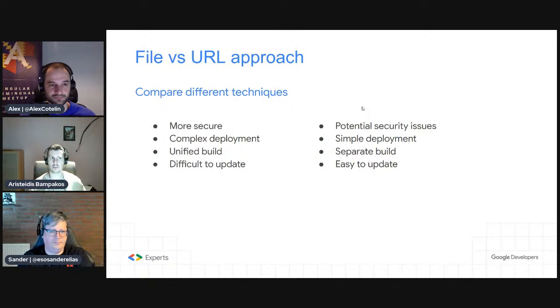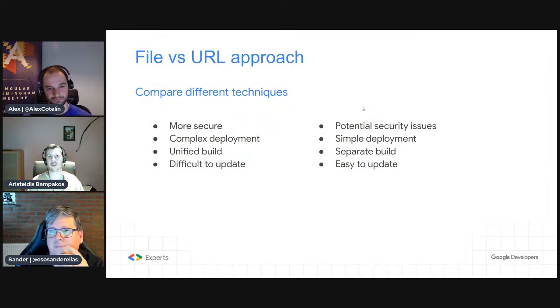Of course, there are some differences between the file approach and the URL approach that we saw right now. The file approach is more secure because you're actually loading files from your file system. So what could possibly go wrong if you don't load any external content? But deploying such an application is more complex because you need to build the two code bases at the same time. So if you want to update a part of the Angular code, you need to build both code bases from the beginning.